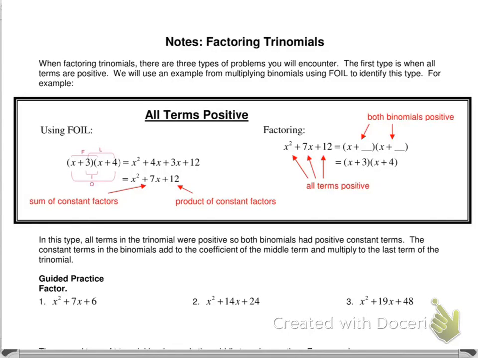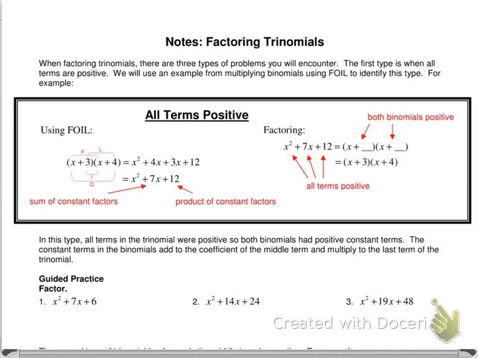Factoring trinomials. When we factor trinomials, there are three types of problems you encounter. The first one is when all terms are positive. When all of your terms are positive, then both of your binomials, both of your factors, are going to have positive constants. Let's look at our example in our box using the FOIL method.